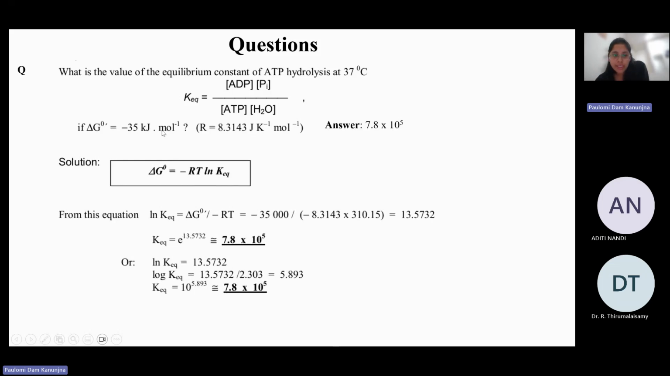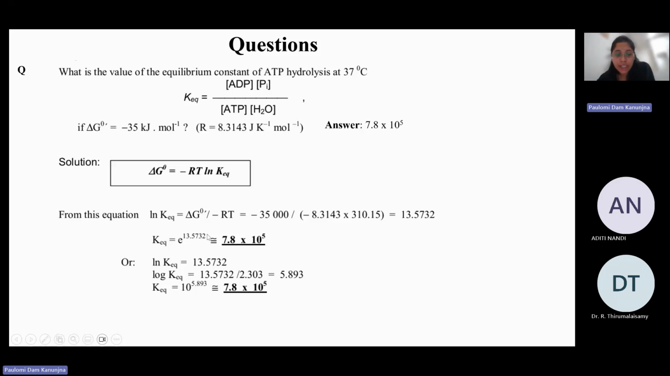Remember, it's kilojoule, not joule. So either you can convert joule to kilojoule or kilojoule to joule. Because multiplying is easier, let's convert kilojoule to joule. So minus 35,000 divided by minus 8.3143 as given here into 310.5, which is 37 degree centigrade in Kelvin. You get a value. So ln Ke is basically 13.5732.